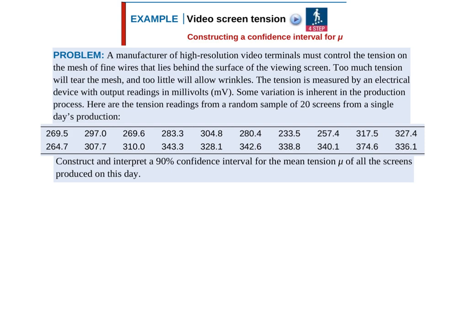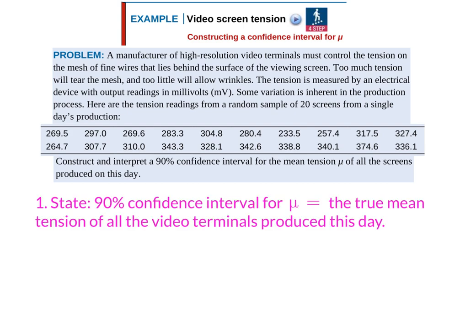The tension is measured by an electrical device with output readings in millivolts, or mV. Some variation is inherent in the production process. Here are the tension readings for a random sample of 20 screens from a single day's production. With this data, let us construct and interpret a 90% confidence interval for the mean tension, mu, of all the screens produced on that day.